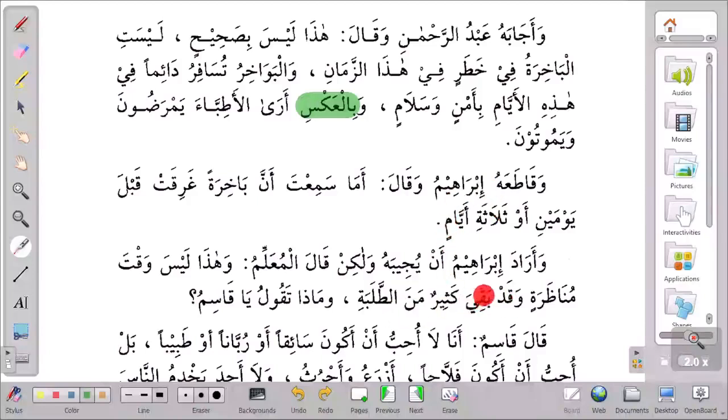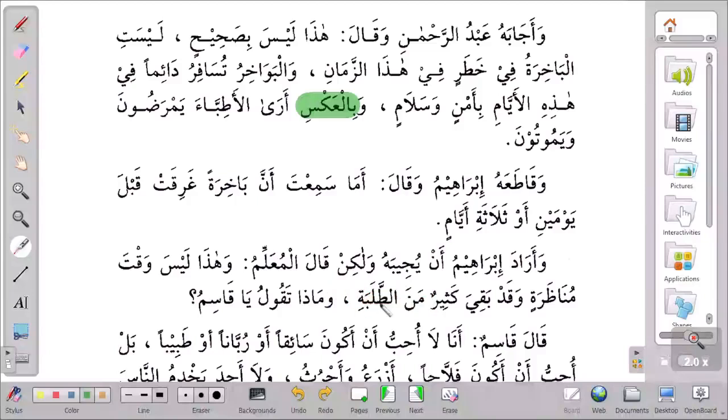وقد بقي, we all know بقي, it remained, or he remained. So بقي كثير من الطلبة, meaning a lot of the students are still remaining. Here is meaning. I think this is a typing mistake, right? This is a typing mistake. So it is min الطلبة, of the students.